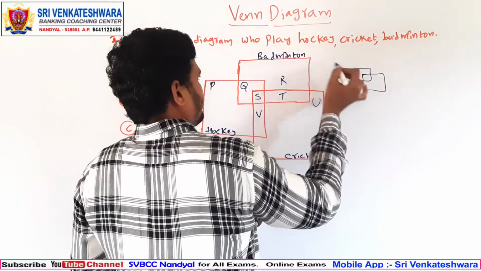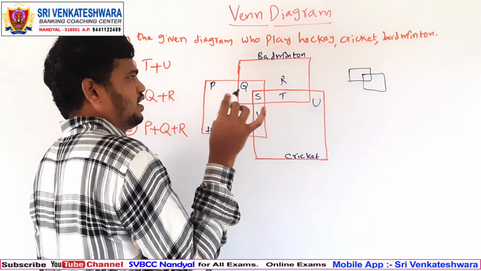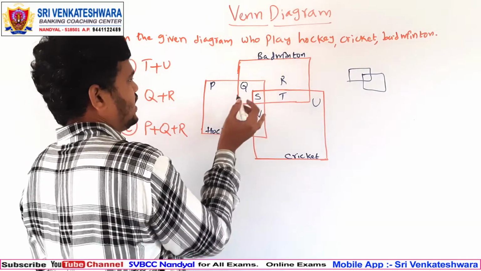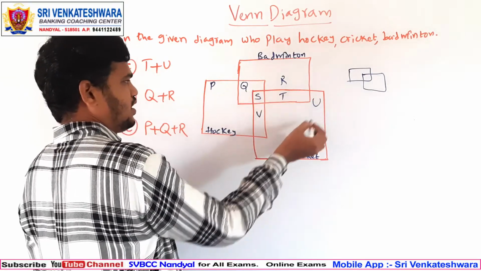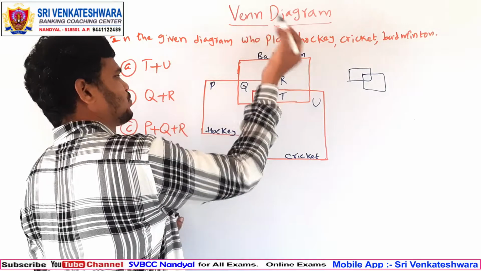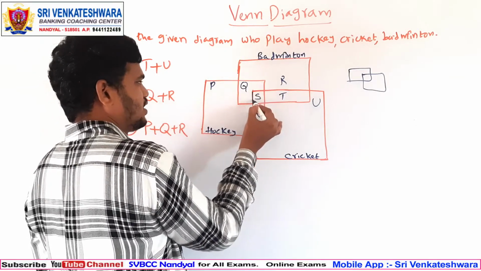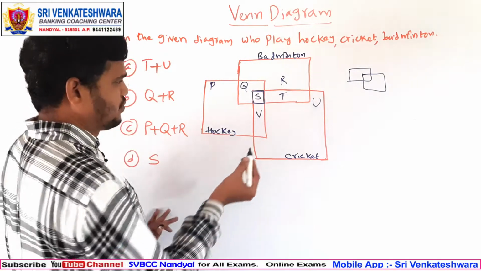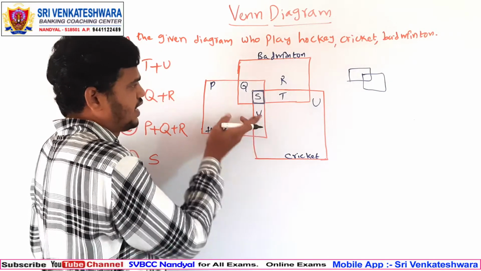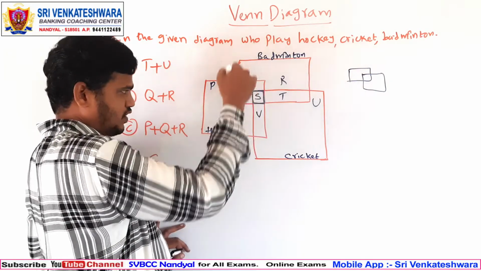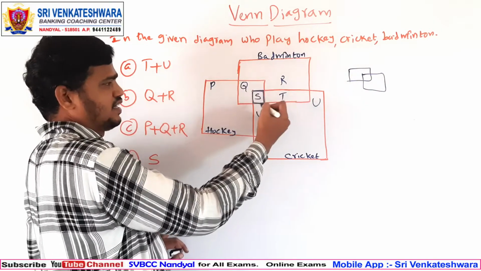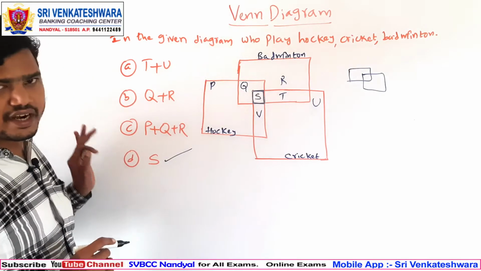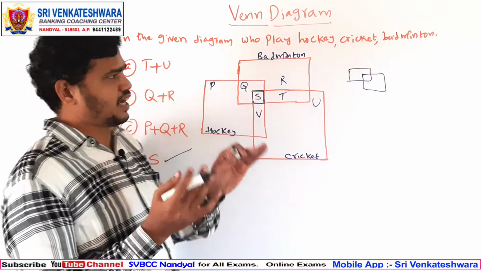Whenever all three squares are interlinked at one point, you need to find out which one should be there. See here, this is one square, this is another square, and this is another square. All are interlinked here. This is nothing but S. For example, if you observe V here, V is not interlinked with badminton, not interlinked with this square. So option D is correct.